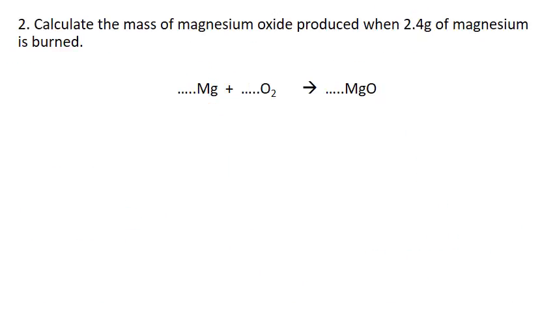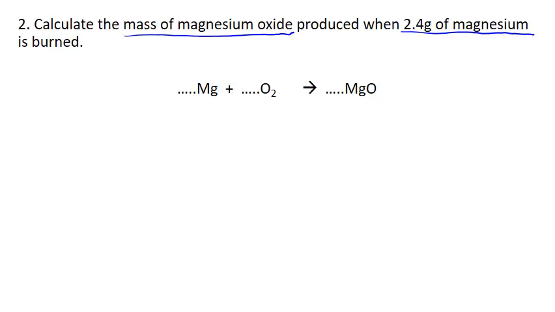In our second example here, we're being asked to look at the reaction between magnesium and oxygen, and we're being asked to calculate the mass of magnesium oxide, the MgO, produced when 2.4 grams of magnesium, Mg, is burned. When it burns, it just reacts with oxygen in the air.